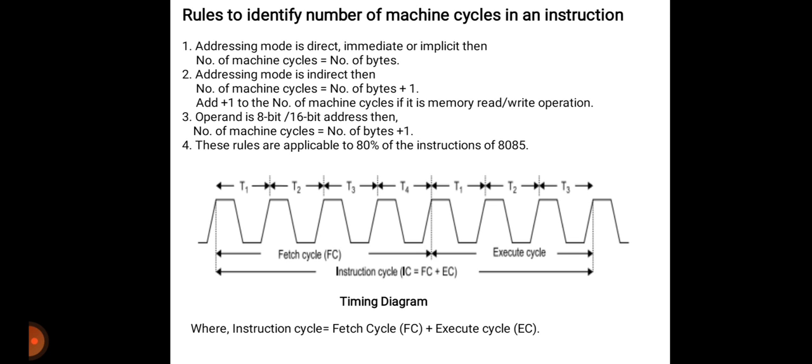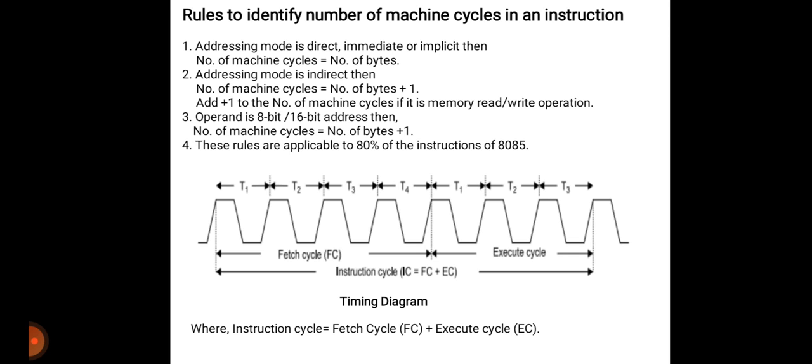Then the fourth rule is that these rules are applicable to 80% of the instructions of 8085, meaning 100% of the rules are not applicable to 8085, but in that 80% the rules are applicable to the instructions of 8085.